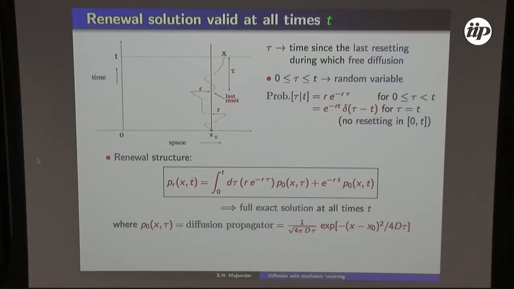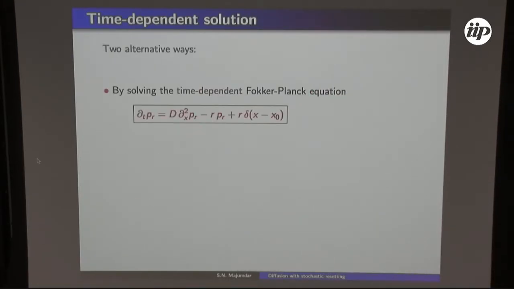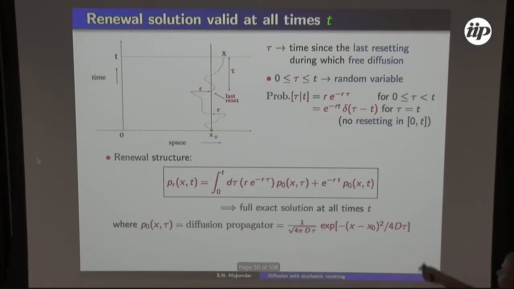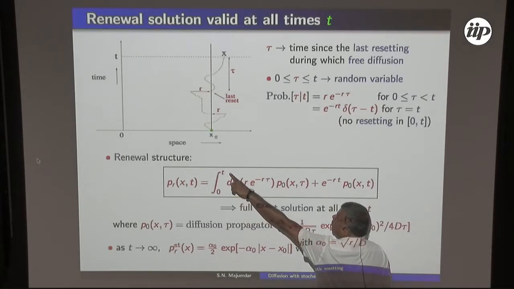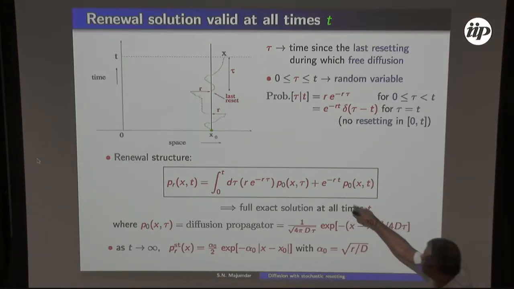And then you can check that indeed this solution satisfies your time-dependent Fokker-Planck equation. It's an exact solution of this equation. But you can derive it in a probabilistic way, which you can generalize later for other things. And when r equals 0, you get back just the diffusion propagator, because this term is not there, and you just get the ordinary diffusion propagator. And you can check that when t goes to infinity, you just have to replace this by infinity, and this term drops out, and this is what gives you the steady-state stationary distribution. So this is a full solution of your time-dependent Fokker-Planck equation.